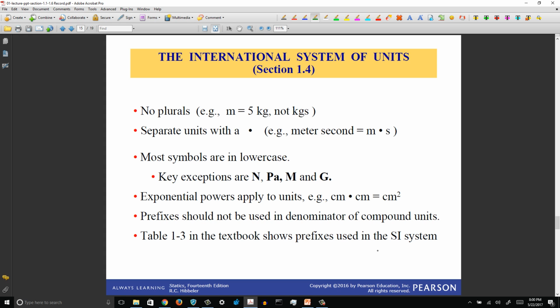Now, here are some rules for use when using the various SI symbols. First of all, no plurals. We don't want to see 5 kgs. That's confusing. It might mean kilogram second, right?